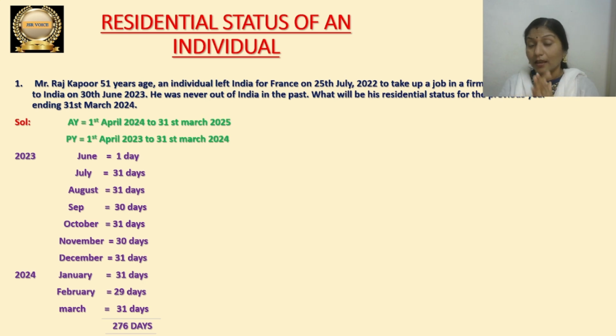And here he went to France on 25th July 2022, and he came back to India on 30th June 2023. So around 1 year period he was in France. Before that he was in India only. Before that he did not go anywhere because they did not mention anything in the question, so we can assume that he was in India only before that date. Only around 1 year period he went to France, and later he came back to India.